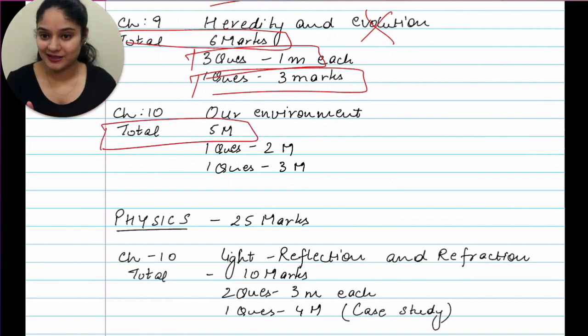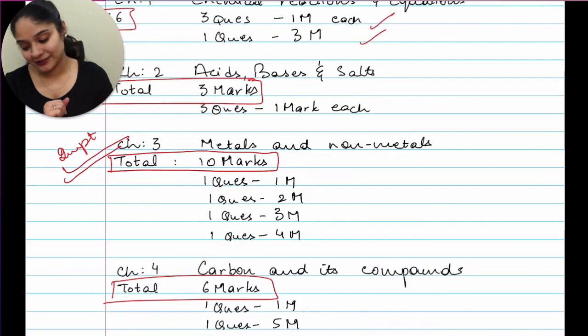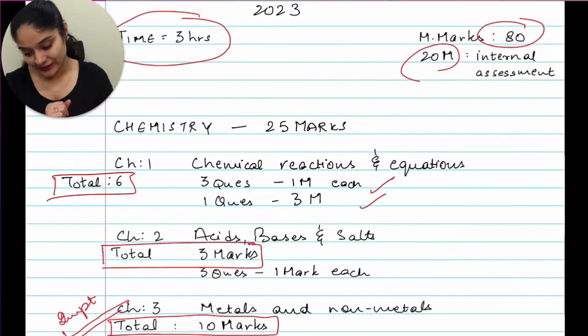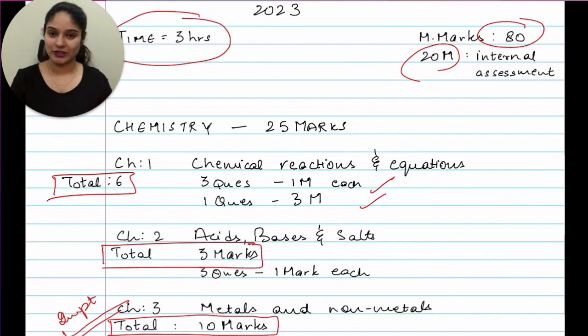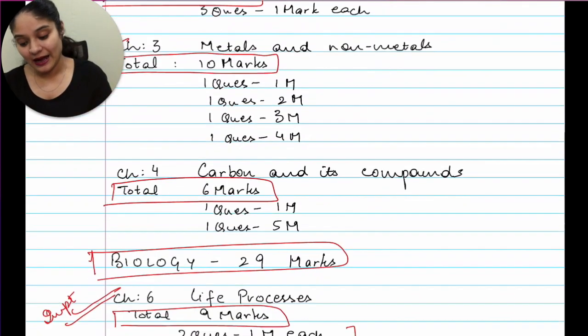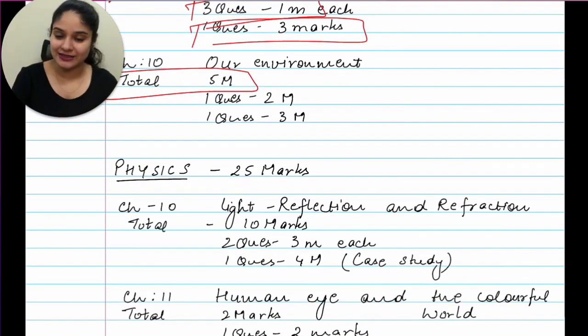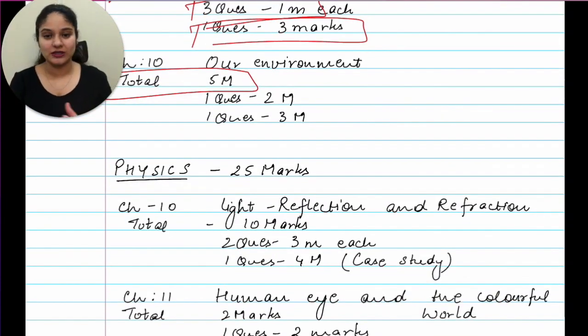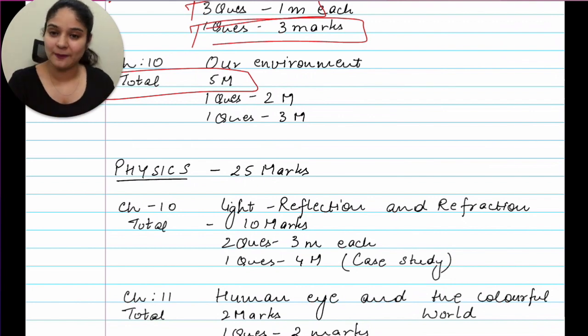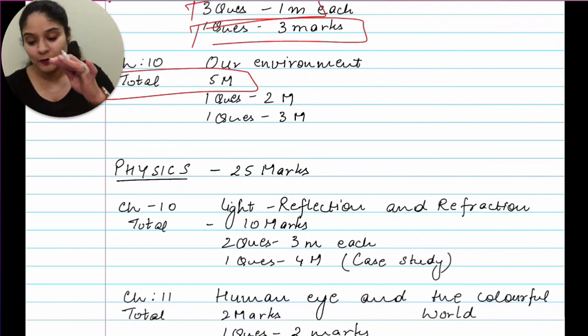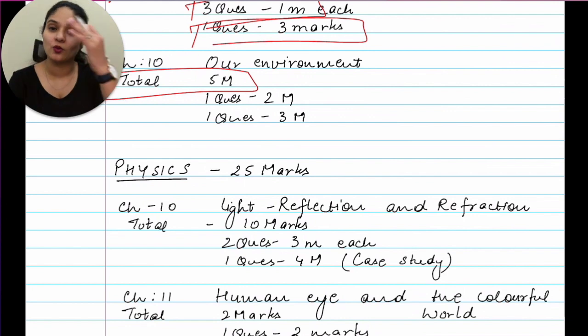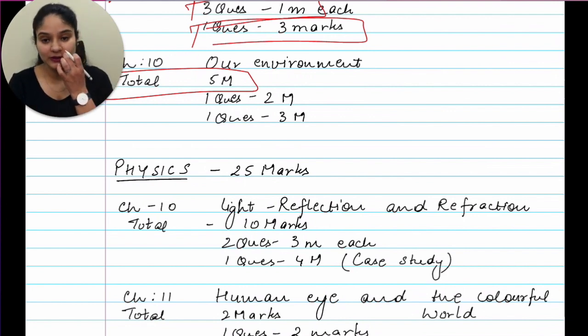Just a comparison. Acids, bases and salts is coming for 3 marks. Big chapter, a lot of equations and a lot of details. And our environment, a super easy chapter, very basic understanding of definitions and a pretty straightforward chapter, is coming for 5 marks. You have to prioritize this chapter over the others which are coming for about 3 marks. In this you'll be expecting one question of 2 marks and one question of 3 marks.